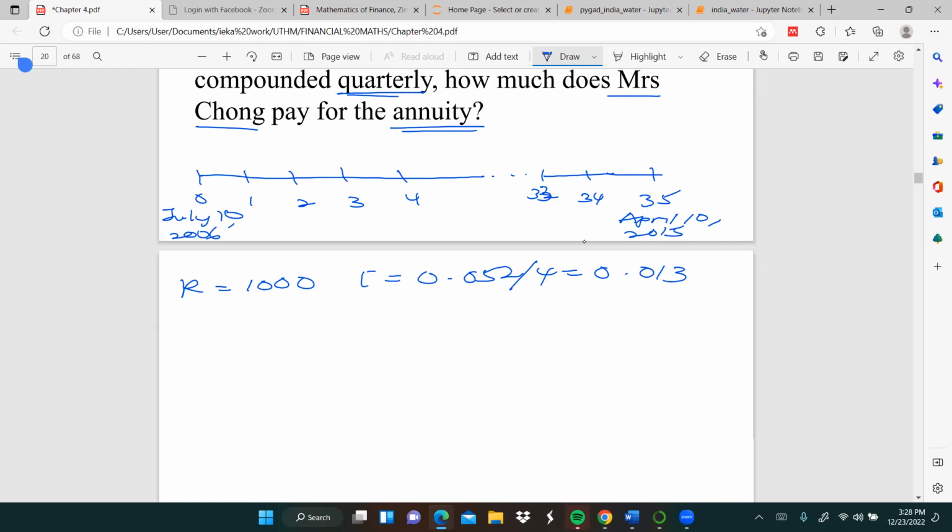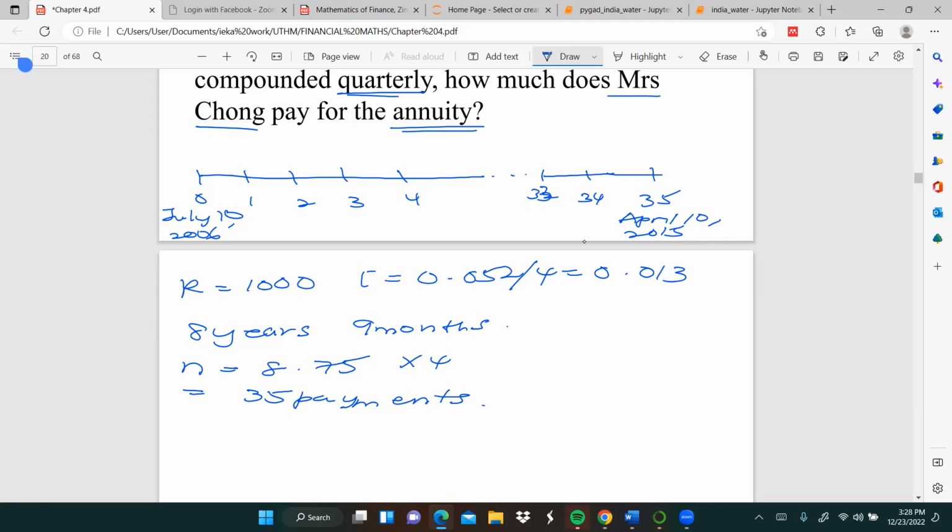Okay. And then we need to determine its end. So we count the number of interest period from 10 July 2006, okay, time 0 to April 10 2015. So daripada tarikh itu kita kira dan kita dapat it is 8 years 9 months. So it is n is equal to 8.75 times 4. So we have 35 payments in total. Okay. So then we need to find A.